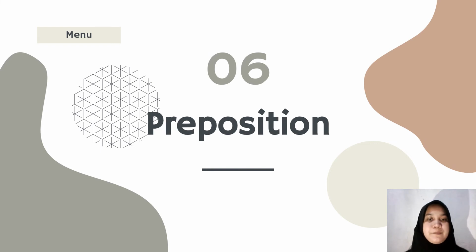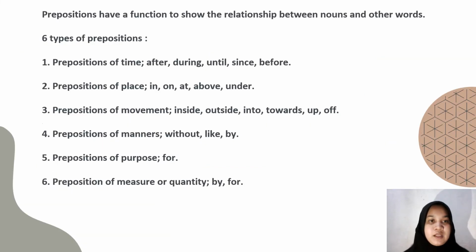Sixth, preposition. Prepositions have the function of showing the relationship between nouns and other words. Six types of prepositions. 1. Prepositions of time, for example, after, during, until, since, and before. 2. Prepositions of place, for example, in, on, at, above, and under.